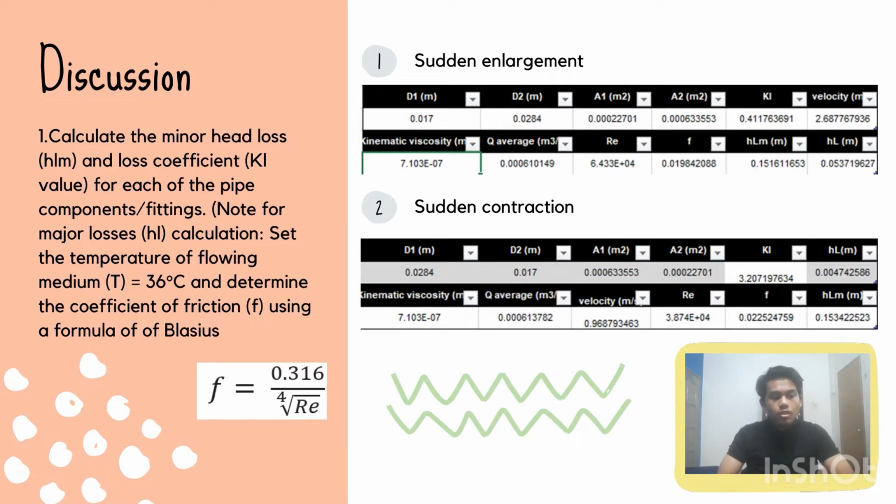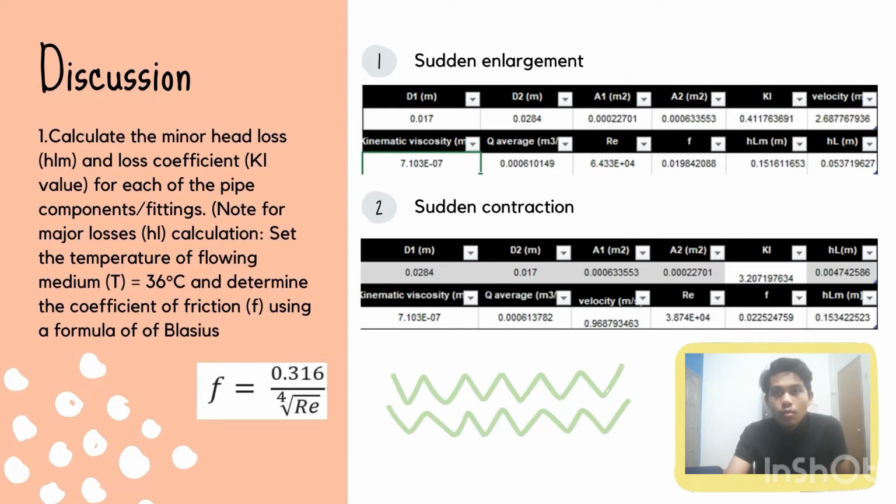So for the first discussion, calculate the minor head loss and loss coefficient for each of the pipe components or fittings. Note for the major losses calculation, set the temperature of the flowing medium equal to 36 degrees Celsius and determine the coefficient of friction by using the Blasius formula. So first we need to find the loss coefficient. The loss coefficient KL is equal to 1 over (A1/A2) square, in bracket, square.